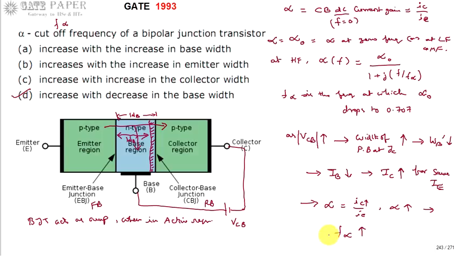So the answer for this one is that f alpha increases when base width reduces. When base width reduces, the alpha cutoff frequency increases because alpha increases, since we get more collector current for the same emitter current, and this is because fewer recombinations take place in the base. So the right answer for this question is: alpha cutoff frequency of a BJT increases with decrease in base width. Thank you.